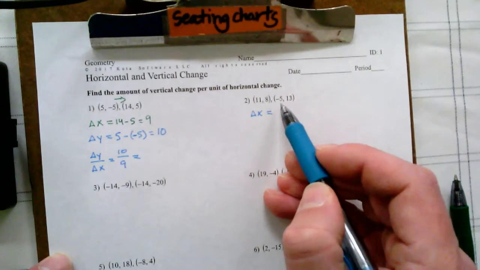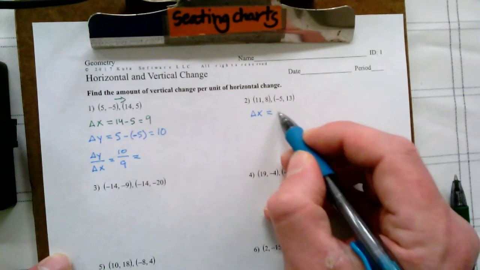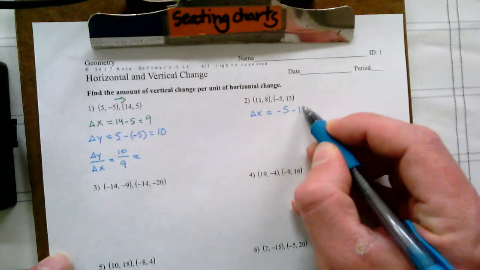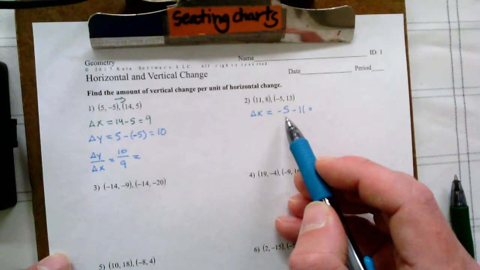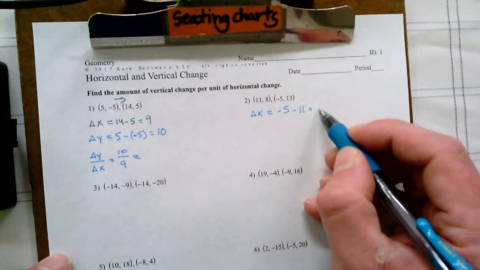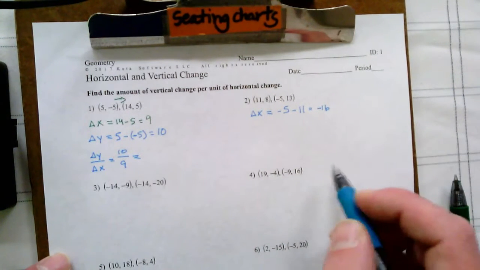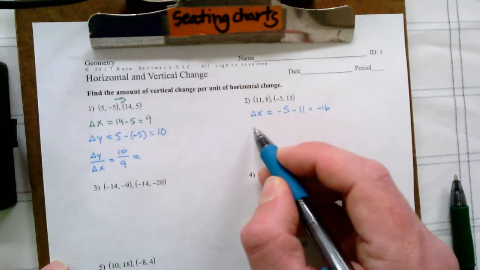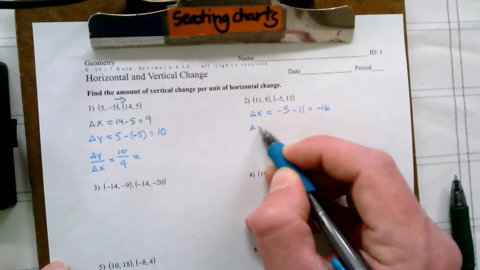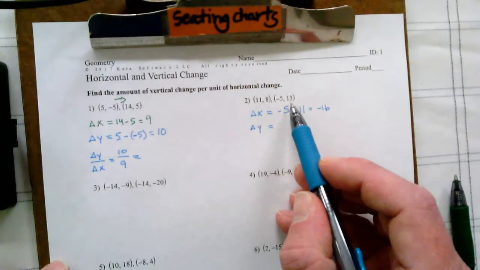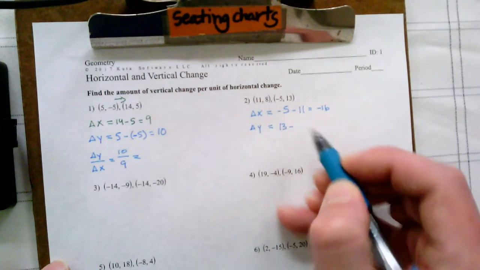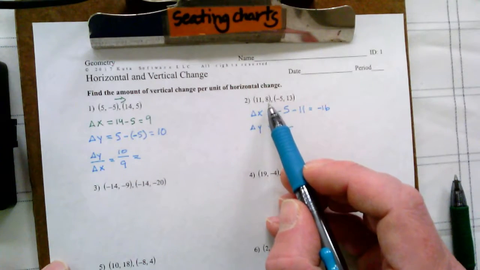Next door here, our delta x is our ending x coordinate, negative 5, minus our beginning x coordinate, which is 11. If the temperature is 5 below 0, we drop another 11 degrees. We're at negative 16. And this means that we've moved backwards or to the left 16 spaces. Our delta y is 13. We ended at 13.